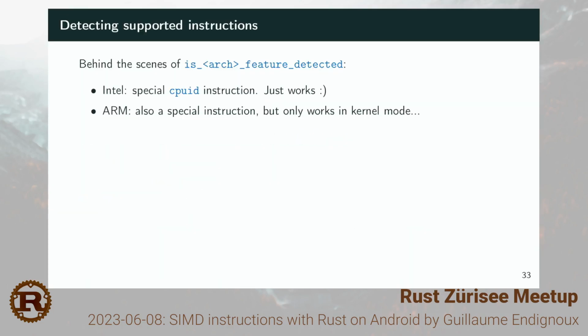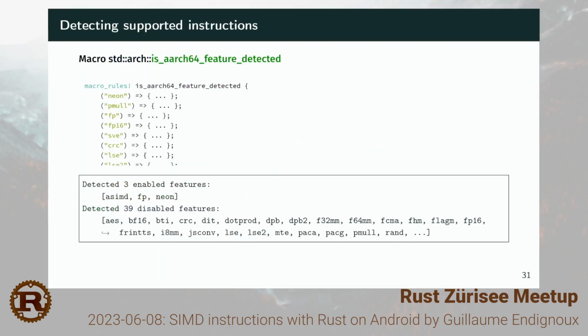I was curious, before you submitted the Rust C patch, you were still seeing some features on your Android phone, even though you couldn't call this instruction because you weren't in kernel mode. Where did they come from? Was it just a guess from the compiler? Yeah, so really good question.